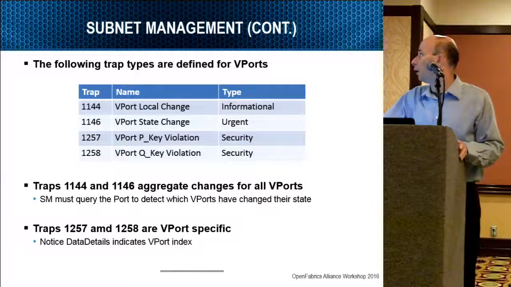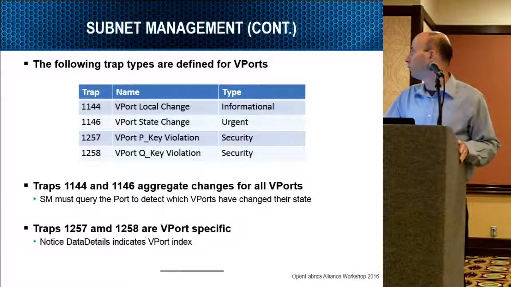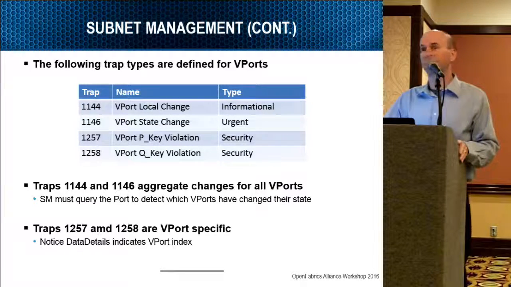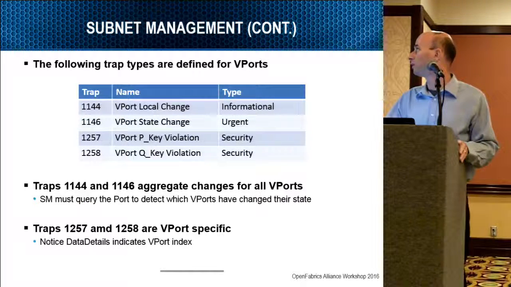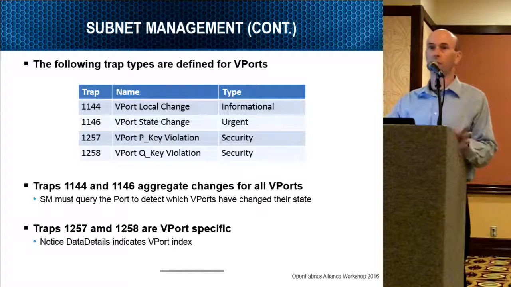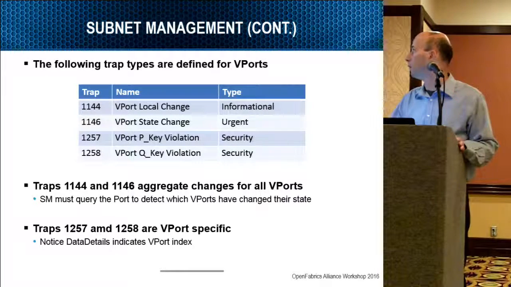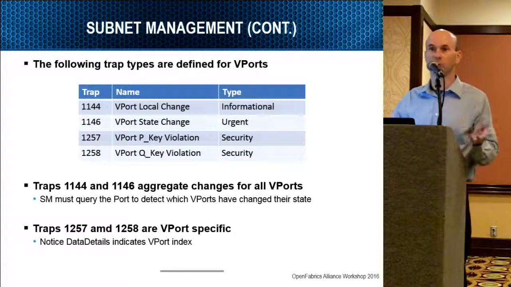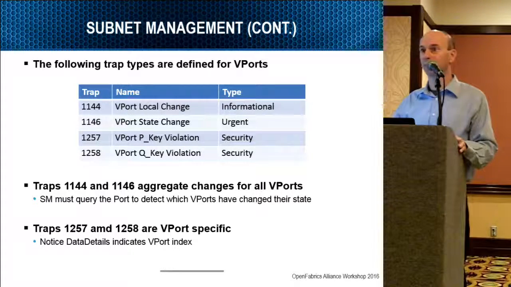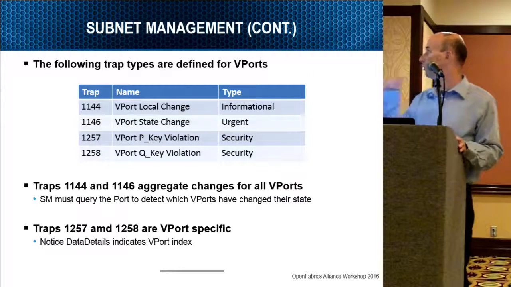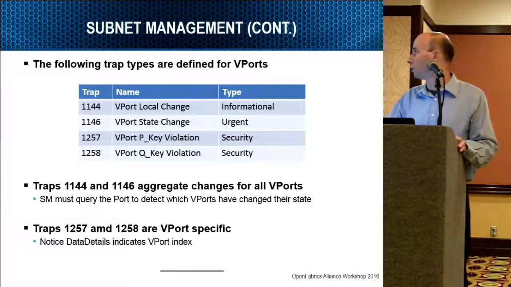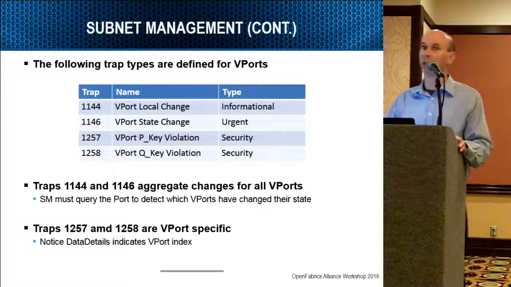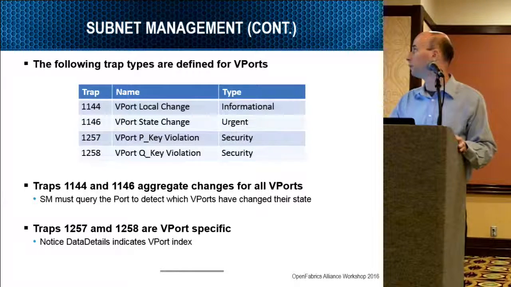Regarding traps, they are basically, again, equivalent to the physical port ones. The first two are aggregates, meaning that a single trap is being raised or generated for the whole physical port. Could be either port state change, as we've seen before, or any kind of local change, like node description, for example. So we're raising it once, and then the SM finds out who changed. The last two are VPort specific, because we want to track which specific VPort had a violation in the partition key, in accessing the P keys or Q keys.